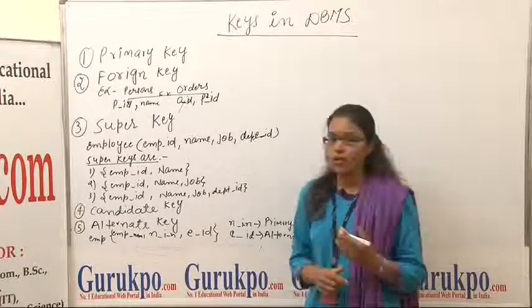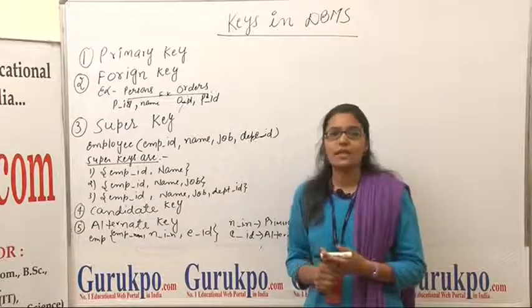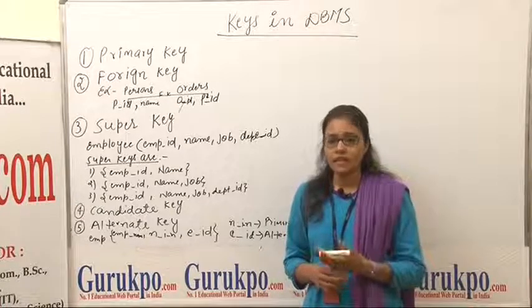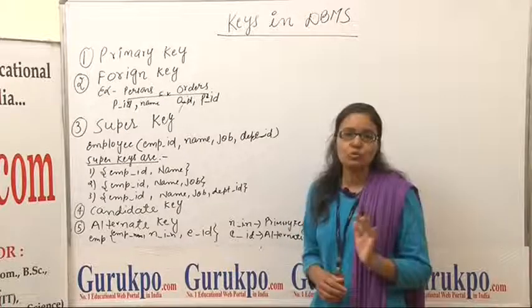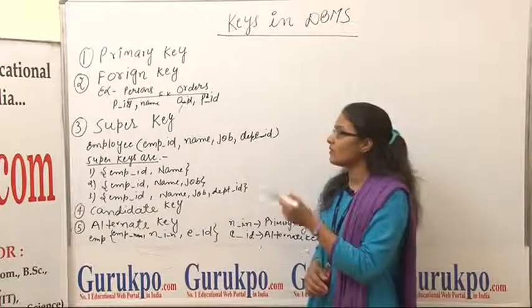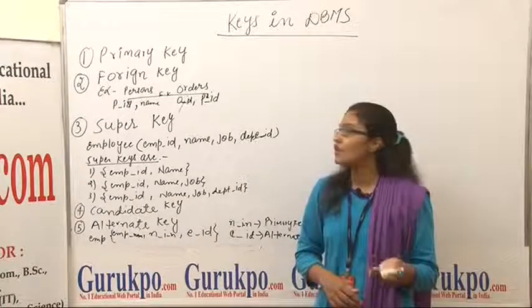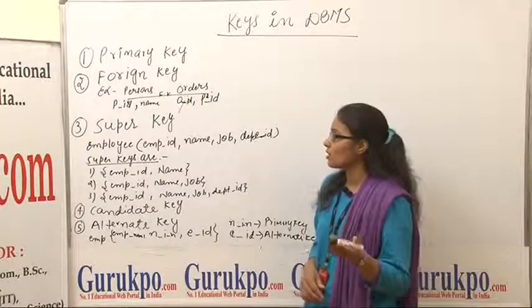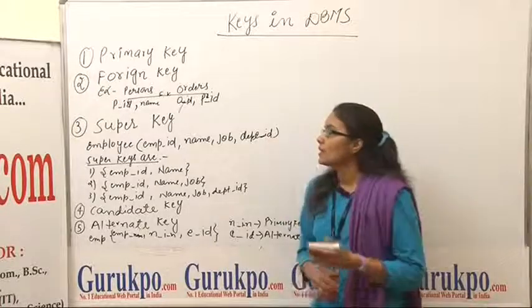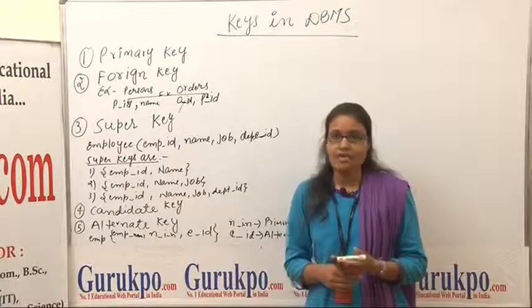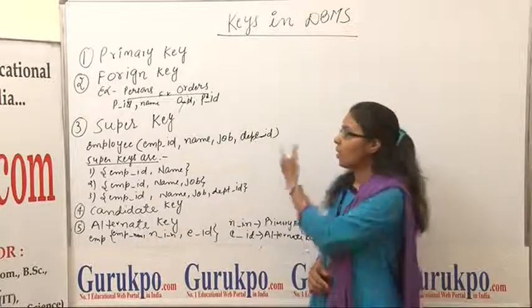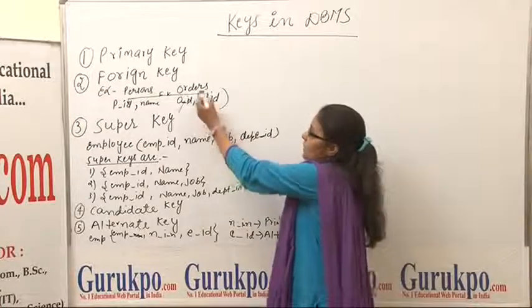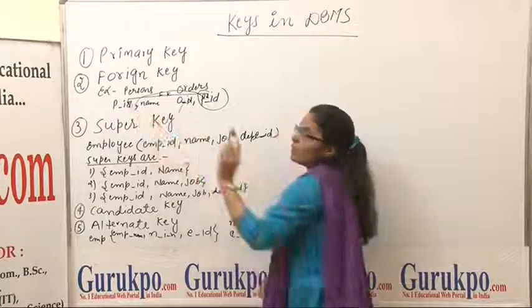Now the second one is foreign key. Basically foreign key is used to establish a link between two tables. Foreign key is used to point to the primary key in another table. For example, we have two tables. First one is persons, second one is orders. Now these tables have the field PID in the persons table and this field is also available in the orders table. So the PID in the persons table will be treated as primary key and the PID in the orders table will be treated as foreign key. So this PID in the orders table is pointing to the primary key of the persons table.